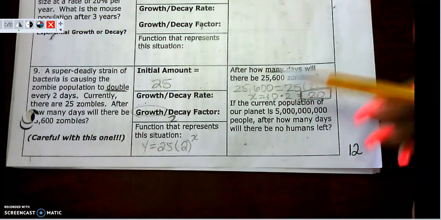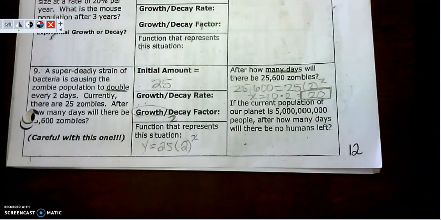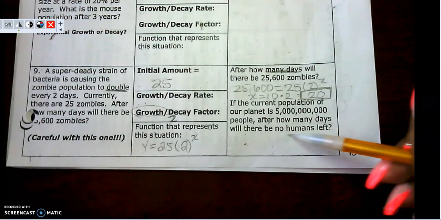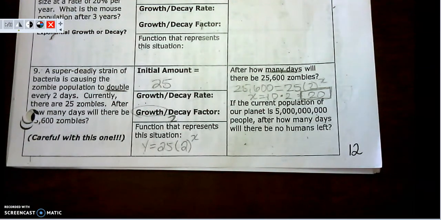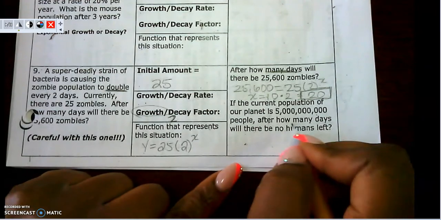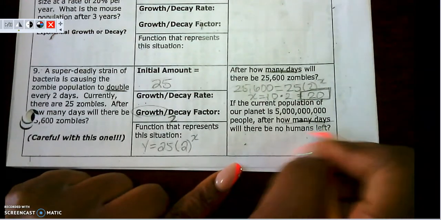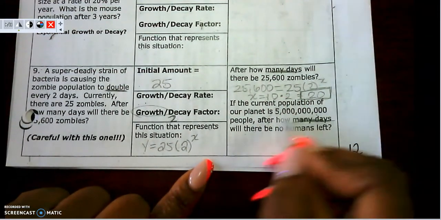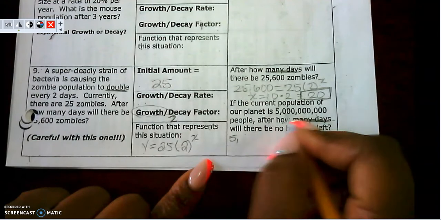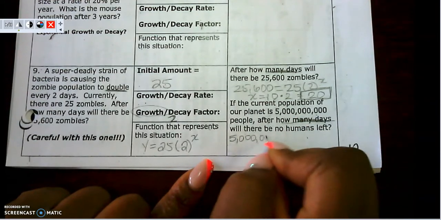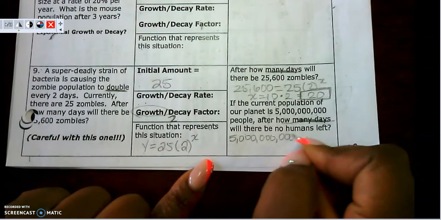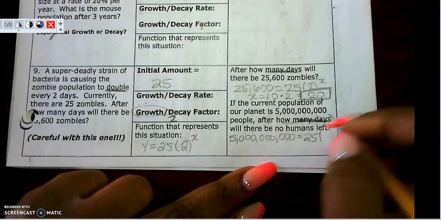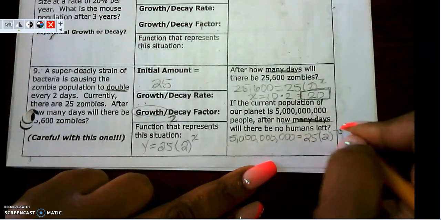All right, next part. It says, if the current population of our planet is 5 billion people, after how many days will there be no humans left? So again, they're asking us for how many days. So they're dealing with our time. So we have to make sure we're looking for our x. They did give us our y, which was our 5 billion, and that's equal to the other part of our function, which is 25 times 2 raised to the x. So again, we're solving for x.